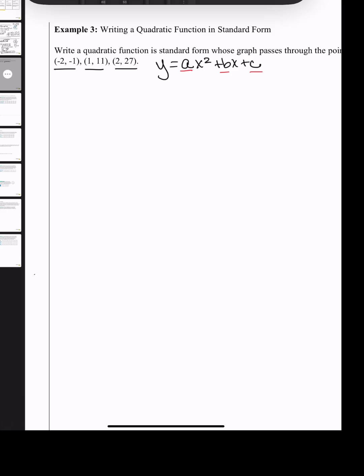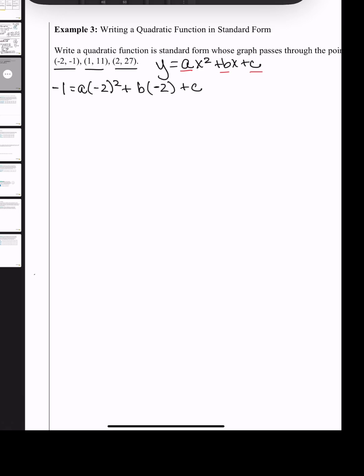All right, first equation. My y for my first point is -1, so I will write -1 equals, and then I have a, and then my x value is -2. I will square that, plus I don't know what b is, but I do know x is -2, and I am unsure about c. That's going to be my first equation.